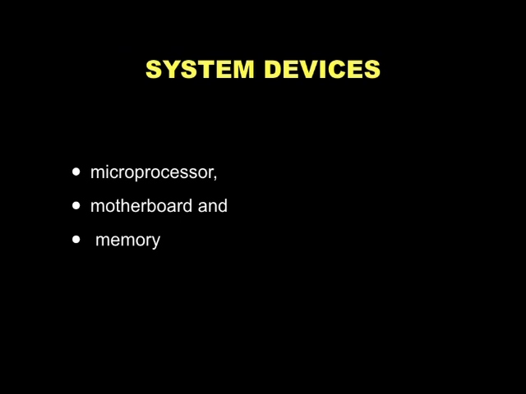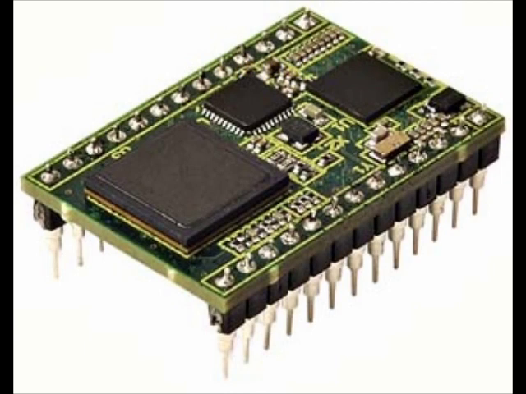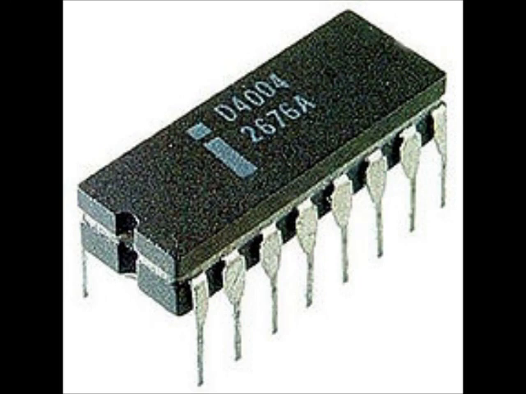System devices are the essential components for a computer. These include the microprocessor, motherboard, and memory. Microprocessor is basically the heart of the computer. A microprocessor is an integrated circuit that contains all the functions of a central processing unit of the computer. When you turn your computer on, it is the microprocessor which performs some operations. The microprocessor gets the first instruction from the basic input-output system, or BIOS, which is a part of its memory. BIOS actually loads the operating system into random access memory, or RAM.